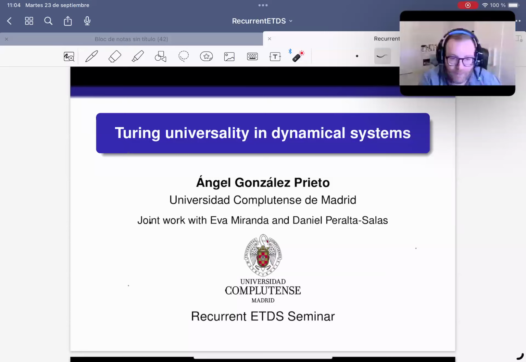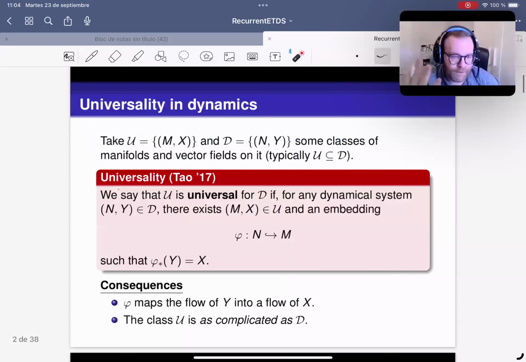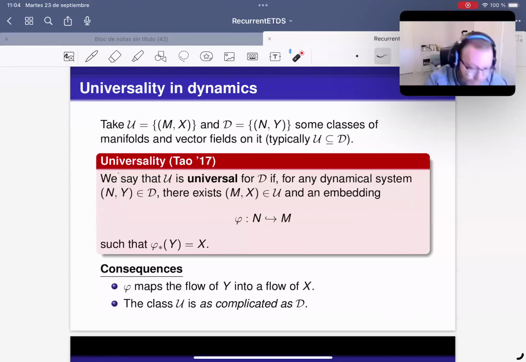And the plan for today is to talk exactly about what the title suggests, about dynamical systems that exhibit some kind of Turing universality. And the idea is I will explain what we mean by Turing universality in this context. So let me start with a maybe naive but important definition.